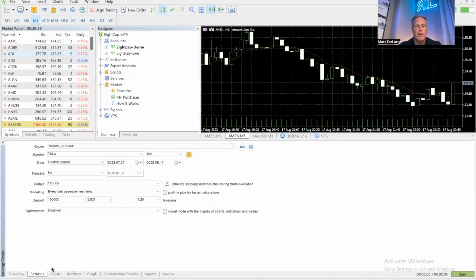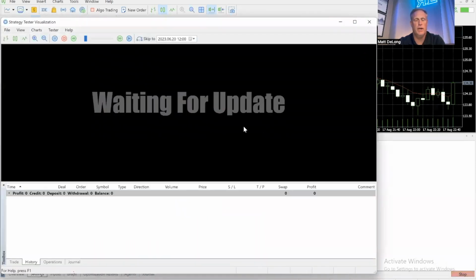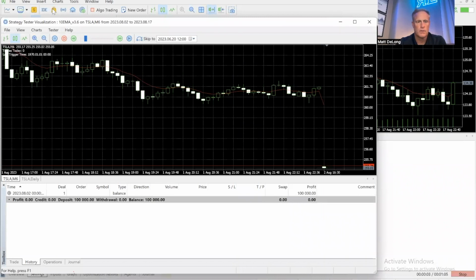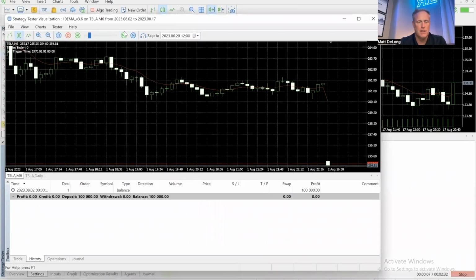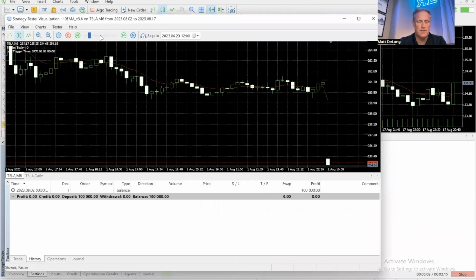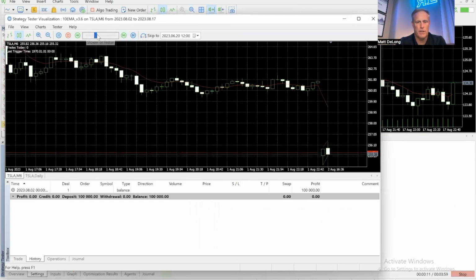So let's pop over here to the settings tab and let's go ahead and watch this actually place our real simulated visual mode trade, so we can watch how it works, how it operates, and I can explain this strategy to you. Okay, so here we go. So I'm going to demonstrate this. This is Tesla. I did switch it over to a 6-minute chart just for a quick example here.